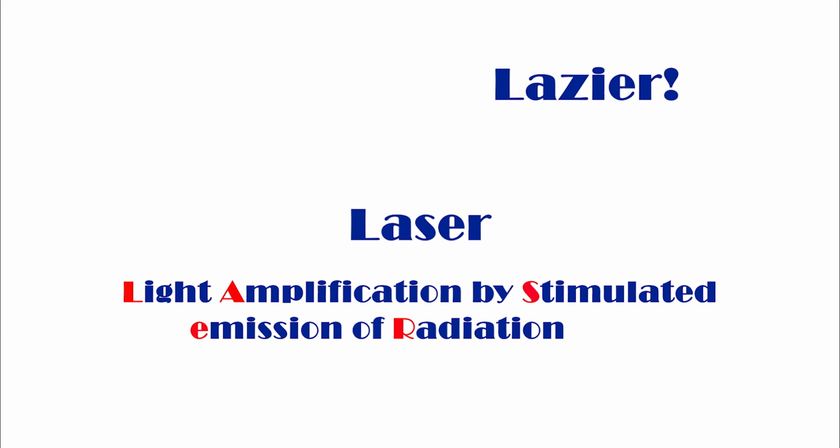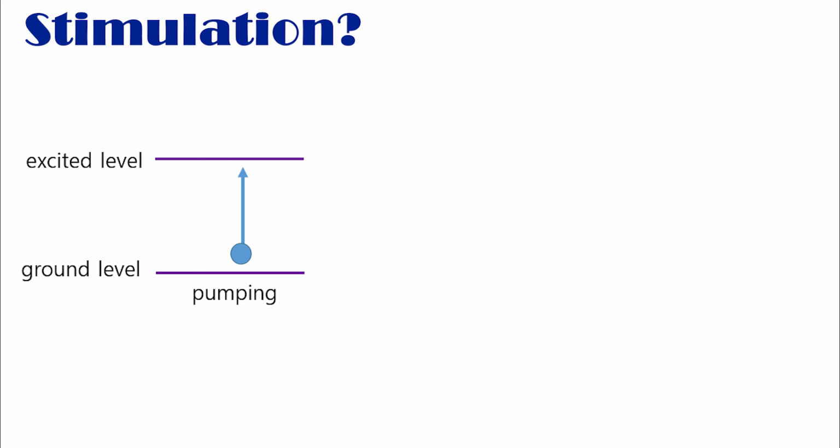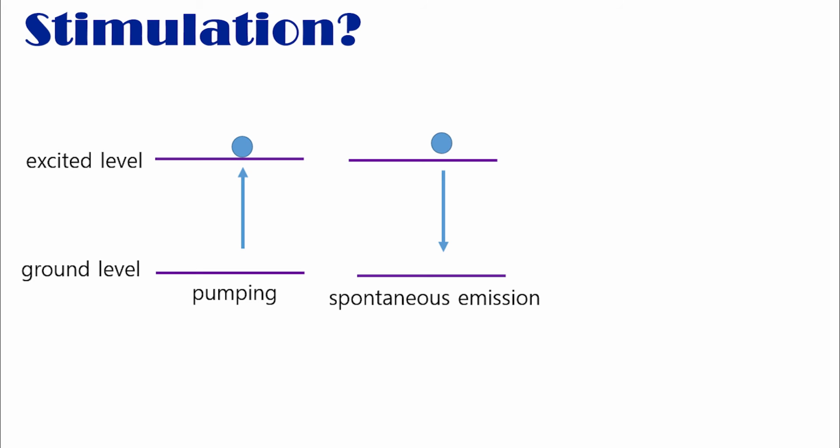So anyway, we have to know what stimulation means. So what is stimulation? Is it like acupuncture? It hurts, right? And it stimulates your body. Same thing happens in the stimulated emission. Think about two energy levels, which are ground and excited levels. If photon energy comes in, which has large energy, then the electrons in the ground level jump to the excited level. If we just leave the electron at the excited level, then it will spontaneously fall towards the ground level.